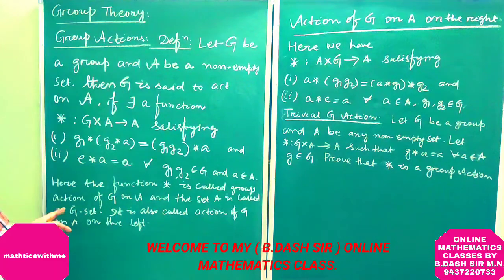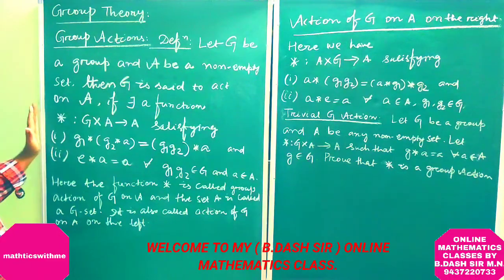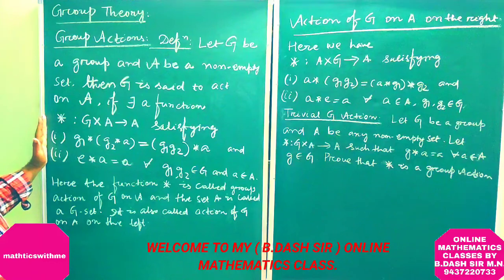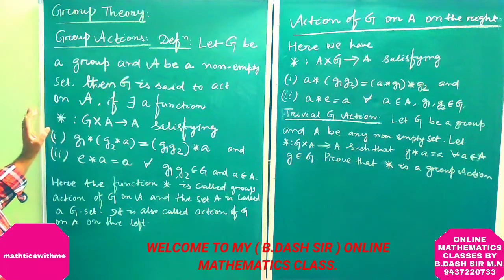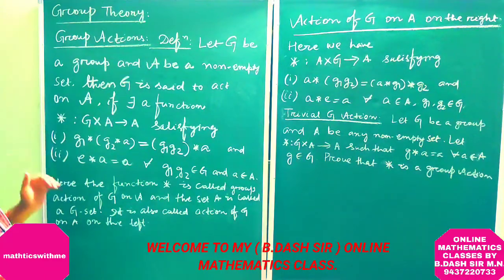It's called a group action of G on A, and the set A is called a G-set. It is also called the action of G on A on the left. So these are the conditions by which we can say G acts on set A.